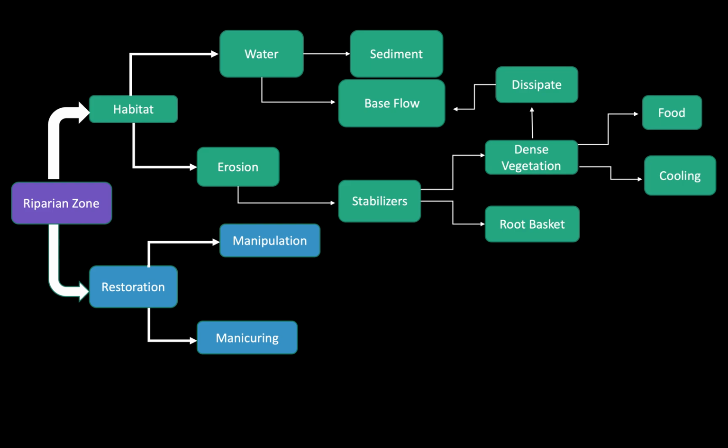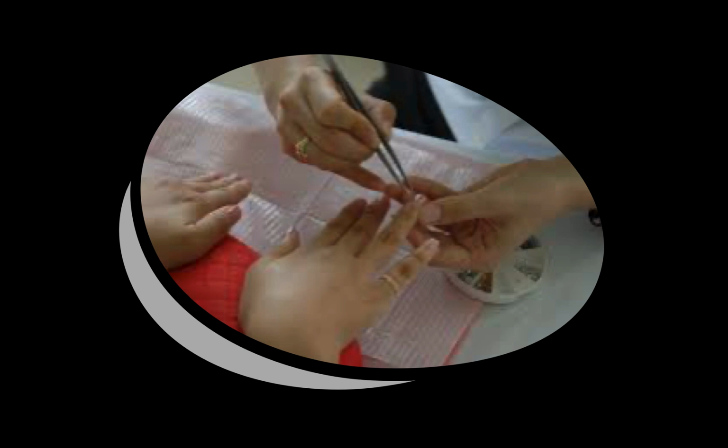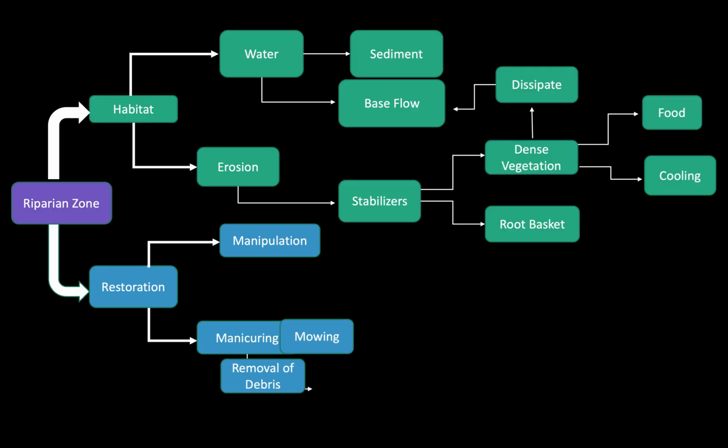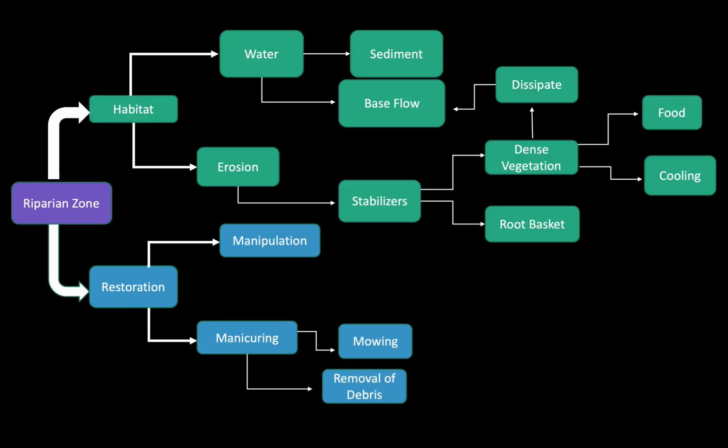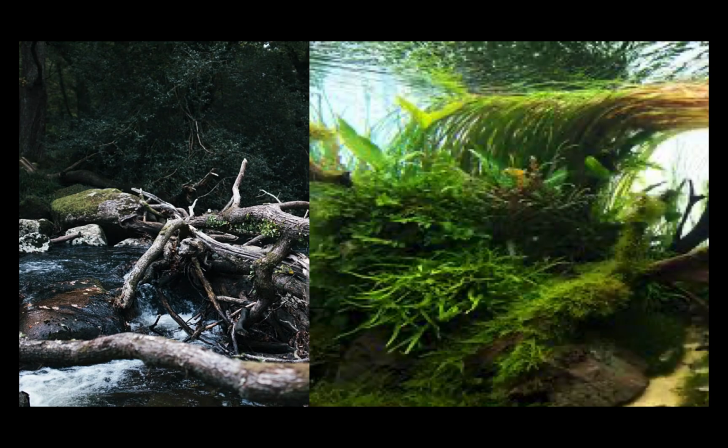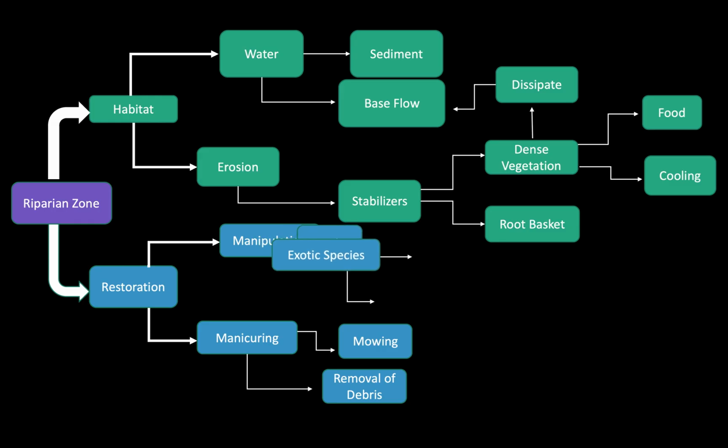Well, we need to stop excessive manipulation and manicuring. And no, I'm not referring to nails, so fortunately we can still all get our mani-pedis. However, manicuring can include excessive mowing too close to the bank, destroying vegetation, or removal of debris after a storm. Thick vegetation is good for the riparian area, as we already discussed, and debris, such as old wood or fallen logs, are crucial to catching sediments and slowing the flow of water.